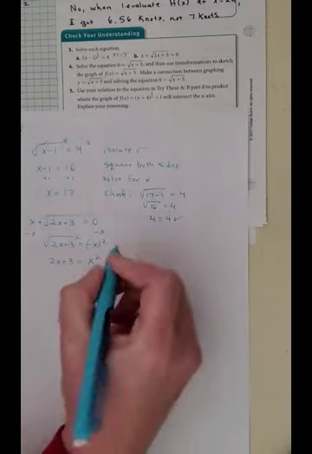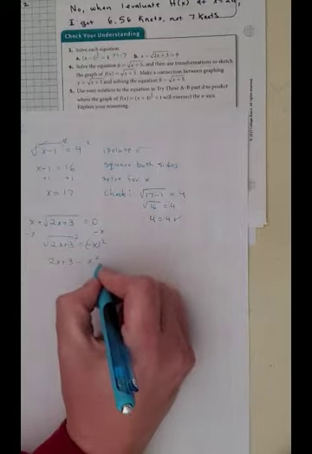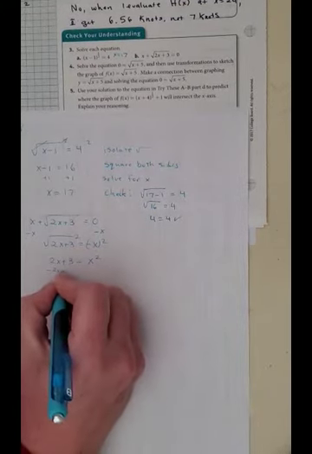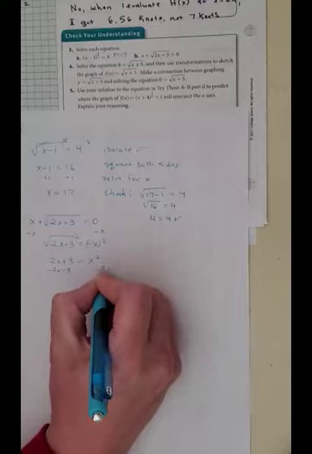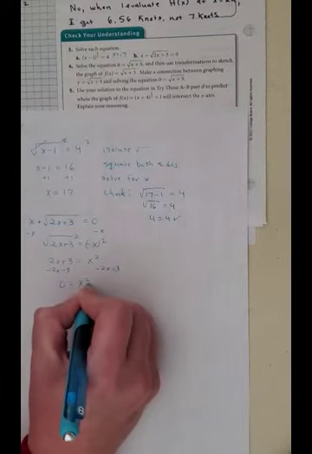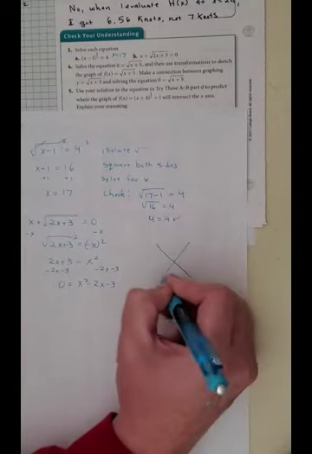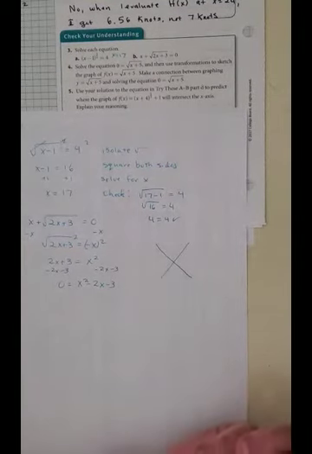And now we have to solve for x. This time we have a quadratic. So I'm going to set equal to 0. So I'll move my 2x and my 3 over. So minus 2x and minus 3. 0 equals x squared minus 2x minus 3. And then we'll see if this will factor. If it won't, we'll have to use the quadratic formula.